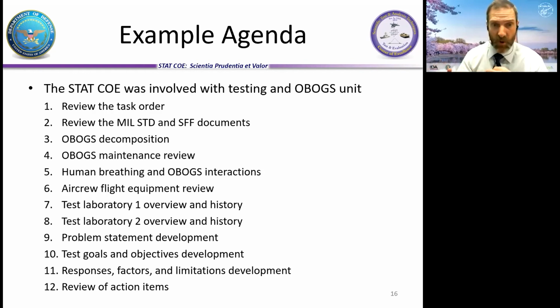We were dealing with 2 OBOX test laboratories, so we had folks from each of those labs come in, talk about what they've done in the past, and then the capabilities and shortcomings of each of their different laboratories. I guess I got a little ahead of myself. That's when we came up with that problem statement and objectives, right? What exactly are we trying to test here? And then went into the responses, factors, limitations, the hard skills there of test planning.